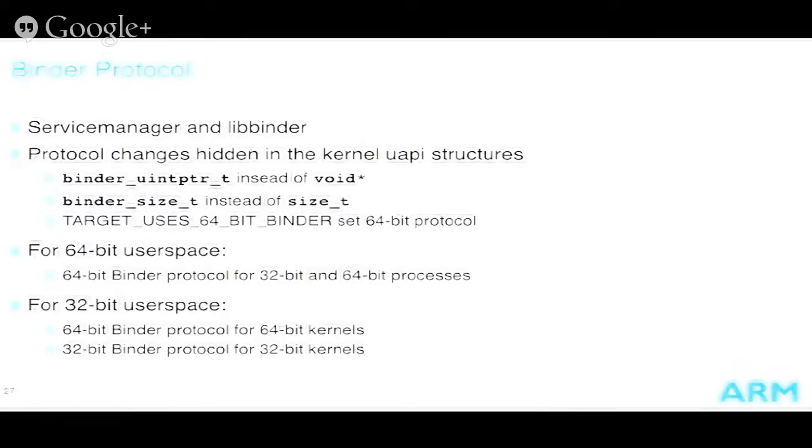The switch used is TARGET_USES_64_BIT_BINDER. Setting this to yes would mean that you use the 64-bit protocol, so you use the 64-bit protocol for both 32-bit and 64-bit processes. That's 64-bit supporting the user space, as well as 32-bit user space running on top of a 64-bit kernel, where all the compat layer that I talked about previously is done in the user space.